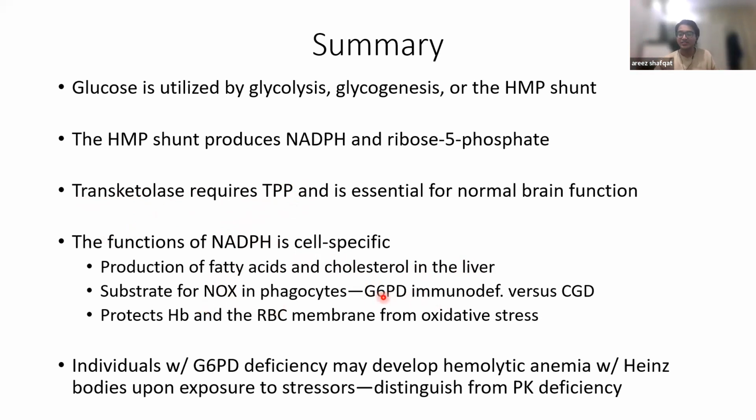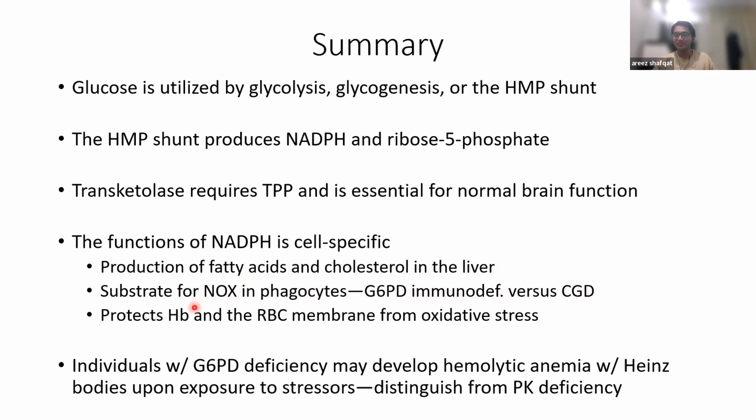Then I told you that patients who are G6PD deficient can become immunodeficient, and people with chronic granulomatous disease have lack of function of NADPH oxidase, so they can also become immunodeficient. How do you distinguish between the two? G6PD would also cause hemolytic anemia with Heinz bodies.